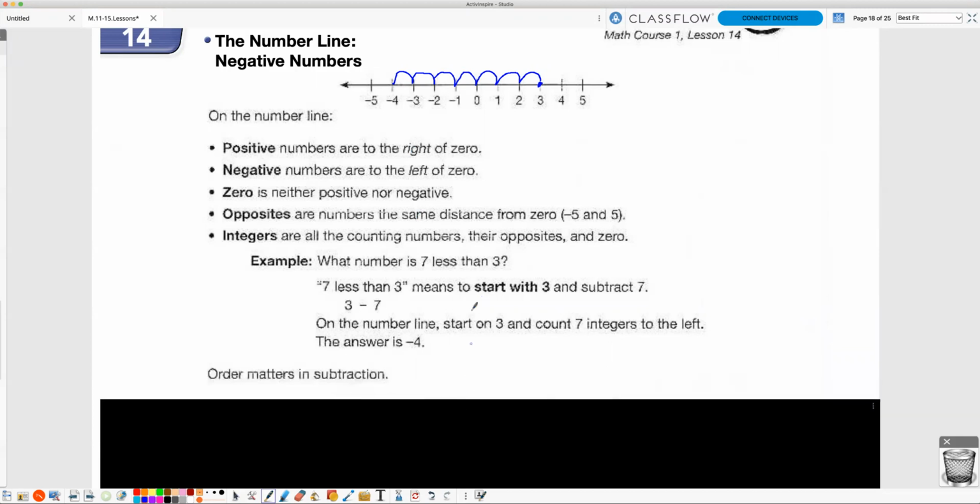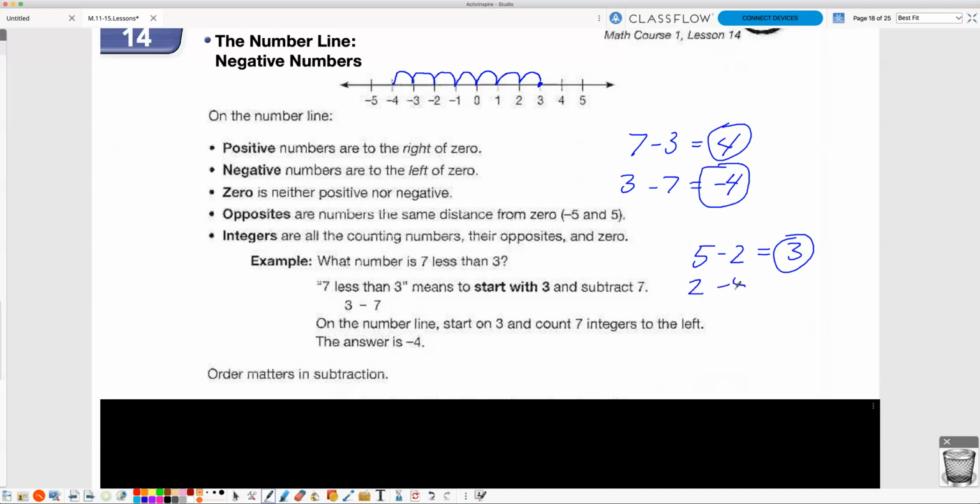So order matters in subtraction. If it was 7 minus 3, that would have been 4 as the answer. But 3 minus 7 equals -4 in that case. Another example might be, let's say we've got 5 minus 2. Well, that means you would get 3. Let me just circle the answer there.